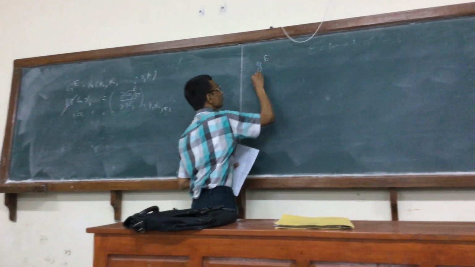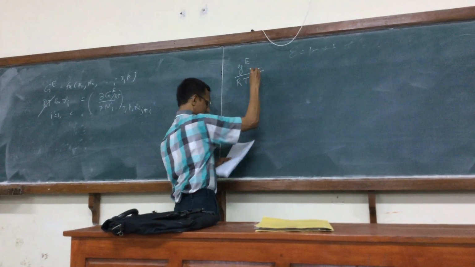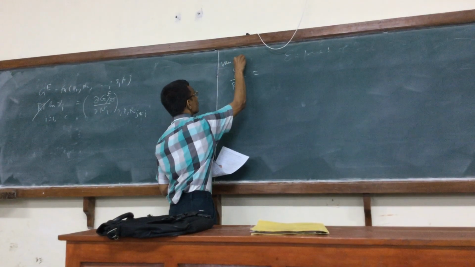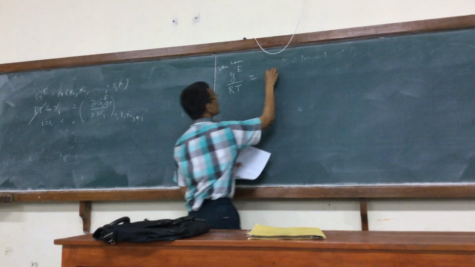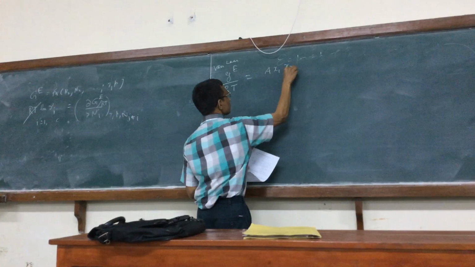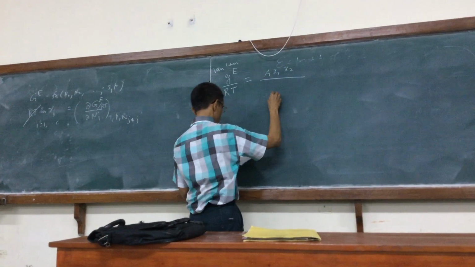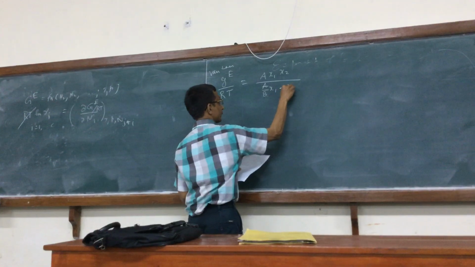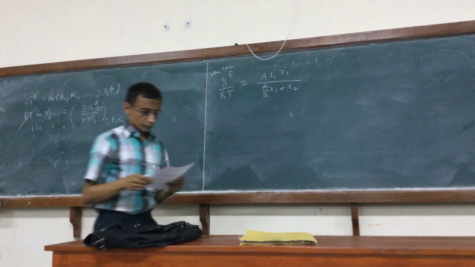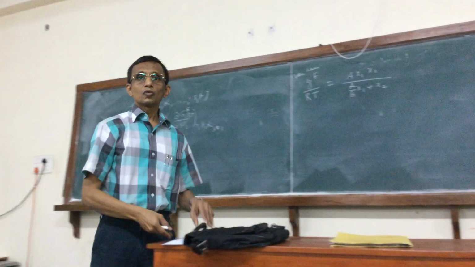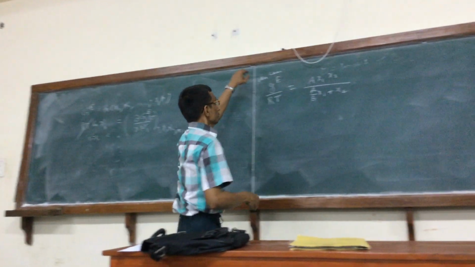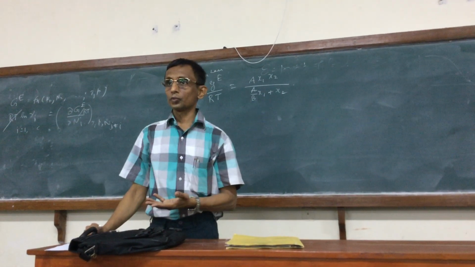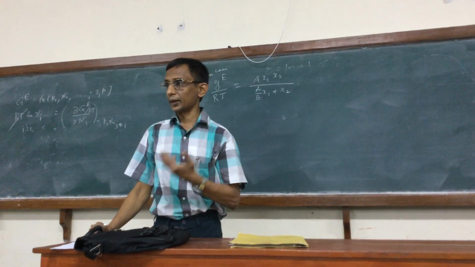So let's take one of the expressions given. Here G^E by RT is given for the van Laar model: A x1 x2 by (A by B x1 plus x2). This is what is given. So if I now differentiate, there are two options. One is to convert to N1 and N2. In this case, that will turn out to be the easier option.